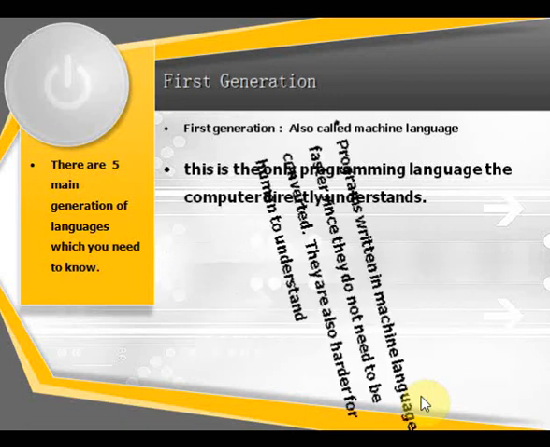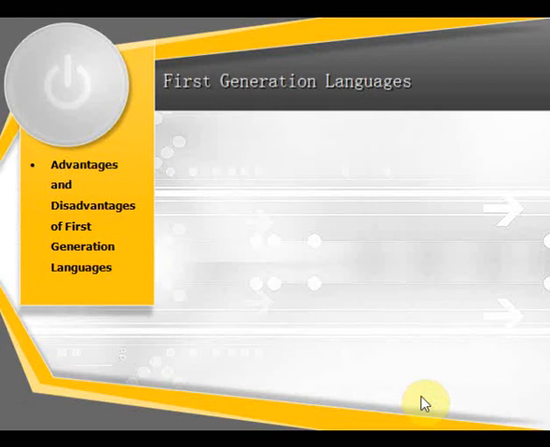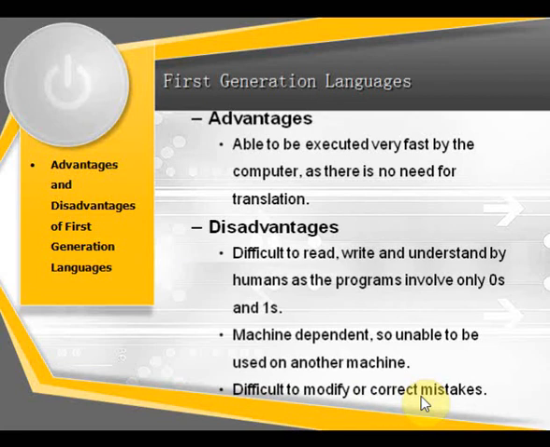Let's move on. Now, there are some disadvantages and advantages of first generation languages that you need to be aware of. You don't have to remember all of them, but you need to remember at least one advantage and at least one disadvantage. Now, the advantage of first generation language is that it is able to be executed very fast by the computer as there is no need for translation. All this is saying is that if you write a program using machine language, it will be in the original form that the computer understands. So the computer will be able to run or execute this program very quickly. That's all it is saying.